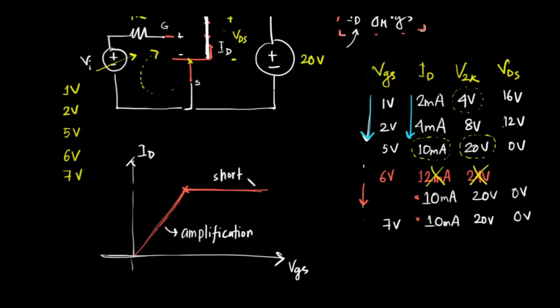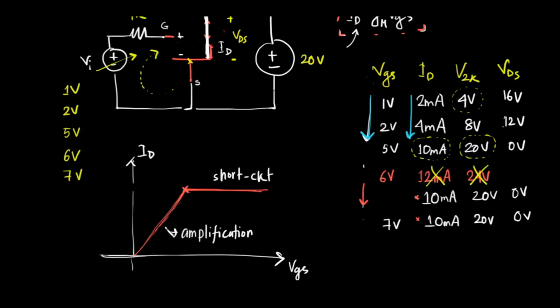There is a naming difference here. In the case of BJT, we call this the active region, and we call this region the saturation region. But in the case of a FET, the naming is a bit different. We will discuss the naming a little later, but for now we can just call them the amplification region and the short circuit region.